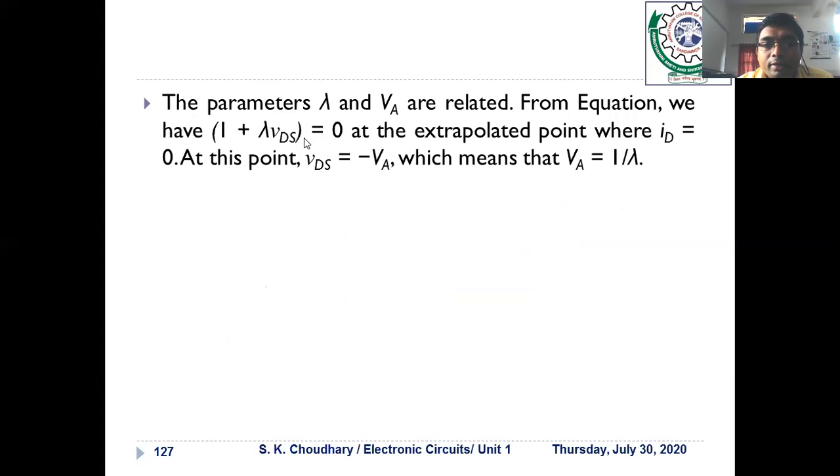In this way, we get VDS equal to minus 1 upon lambda. And through the graph, we have seen that VDS is equal to minus VA. So minus VA is equal to minus 1 upon lambda, and it becomes VA equal to 1 upon lambda, because both are positive, only this is negative.